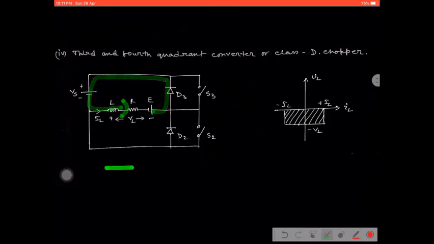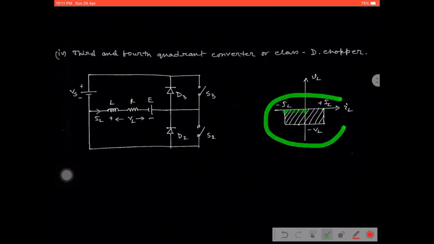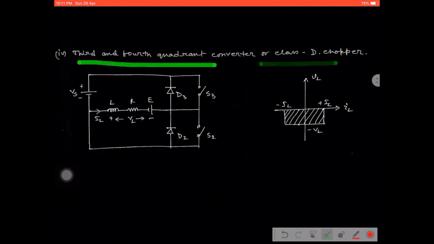In this case again, with respect to the reference current, the direction of the current is the same. That is why it will again cover the 4-quadrant operation, where the output voltage is negative but the current is positive, and in the previous case the current was negative. That is why it will cover the 3rd and 4th quadrant operation, just opposite of class C. That is why it is defined as the class D chopper, and another name is the 3rd and 4th quadrant converter.